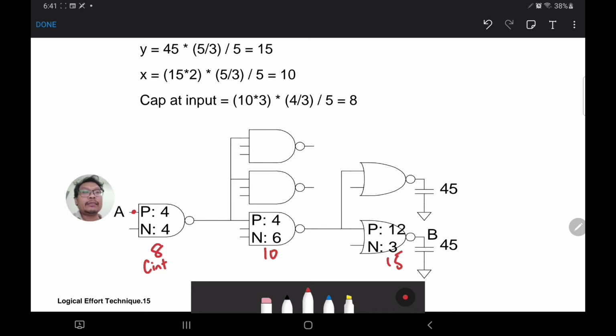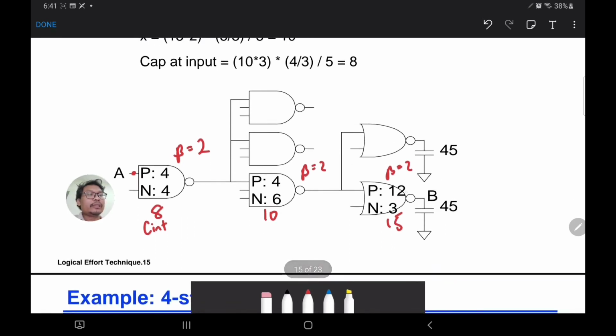So a size 8, and we want to achieve a certain ratio of beta. Here, for a 2 input, this is a beta of 2. So P equals 4, N equals 4, and we can prove that it is a 2-to-1 ratio of the effective PMOS and the effective NMOS. For a 3 input, we make a size of 4 and 6, also beta 2, and here is also beta 2 for a size 15.